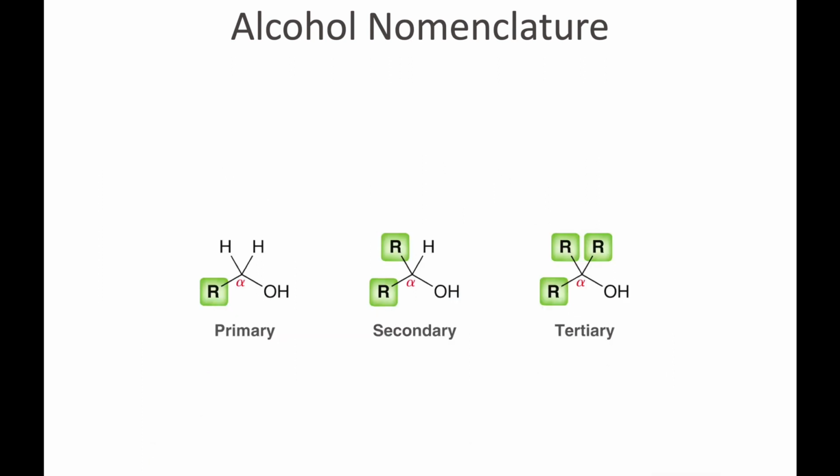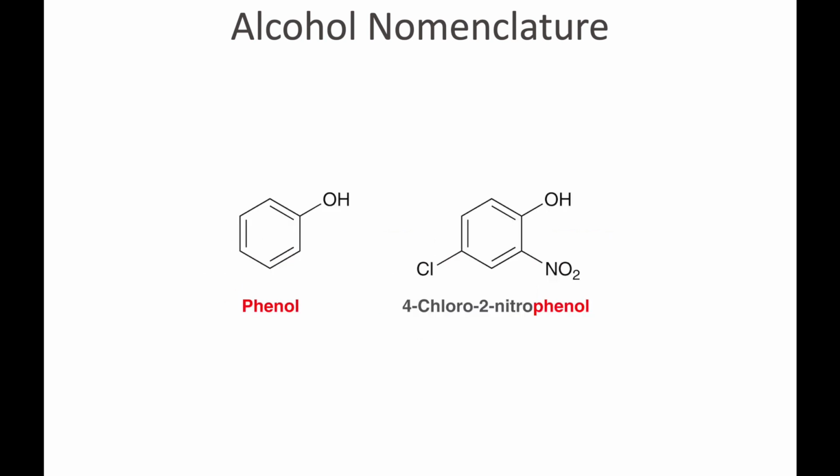Like halides, alcohols are often classified by the type of carbon they are attached to. The alpha carbon is described as the carbon that is attached directly to the oxygen. So if the alpha carbon has only one R group, we can call that a primary alcohol. If that alpha carbon has 2 R groups, we call that secondary. And if it has 3 R groups, we call that a tertiary alcohol.